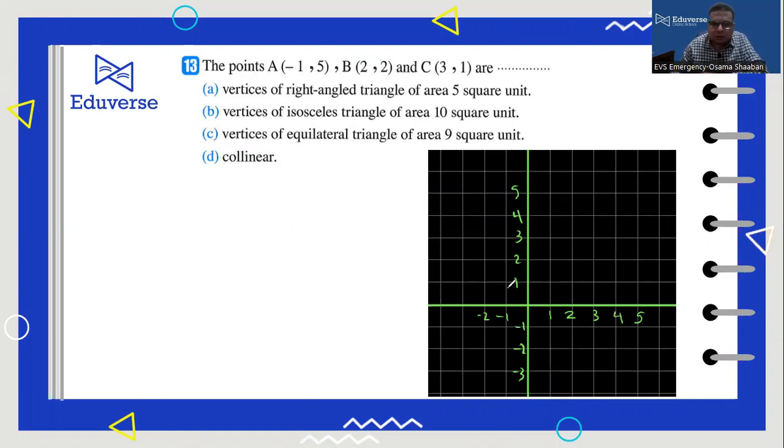Point A is negative 1 and 5. This is point B, 1 and 2, sorry, this is 2 and 2. C is 3 and 1. If you join between them, you will find the 3 points on the same line. So that means collinear, without losing any time in the exam. Okay.